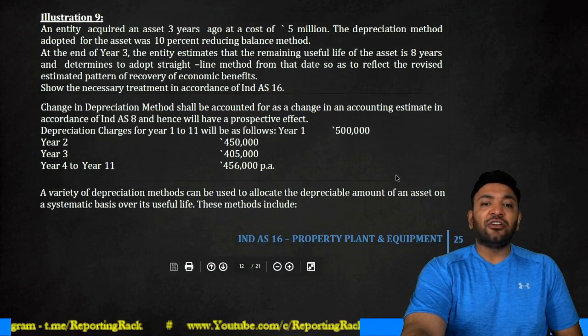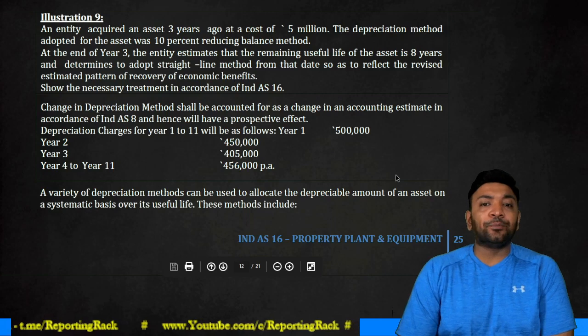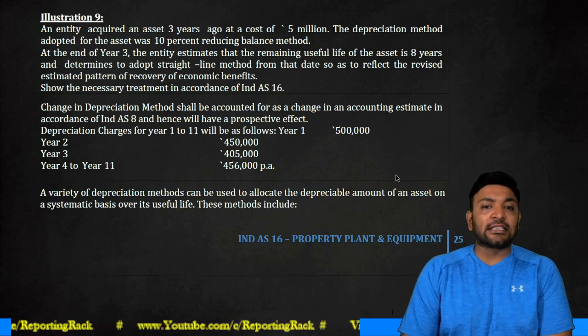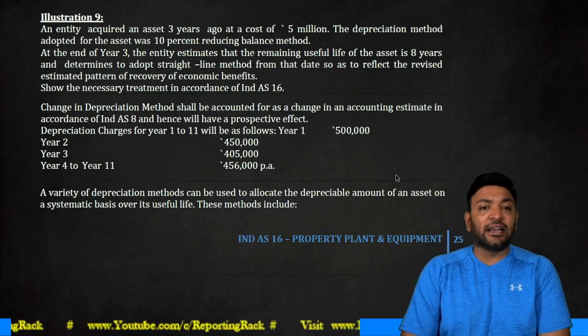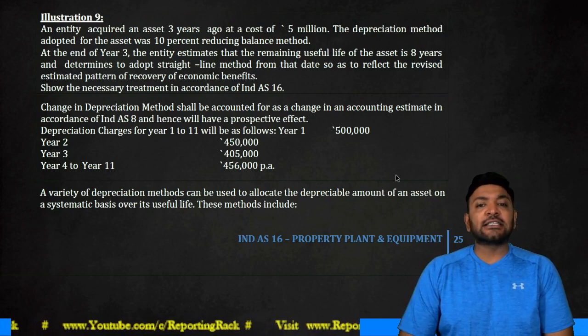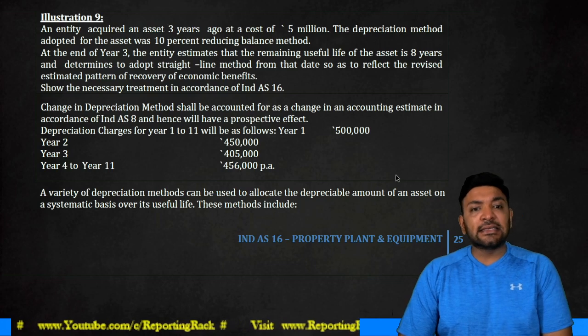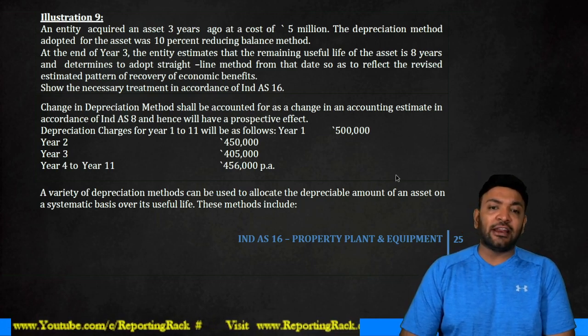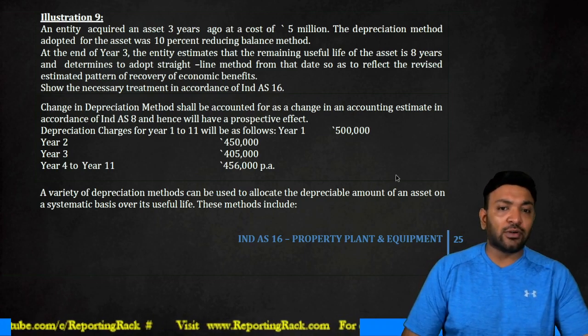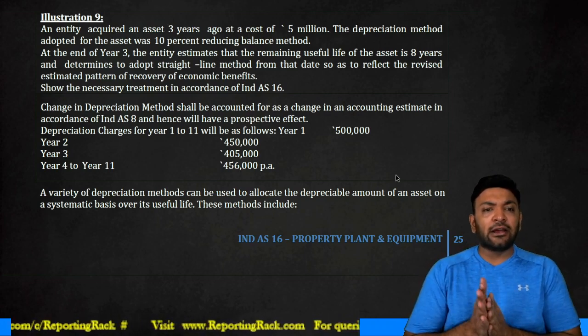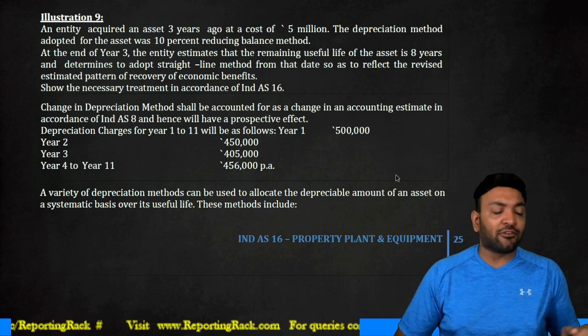So change in method of depreciation reflects a change in accounting estimate. So the depreciation shall be charged as follows and it should be dealt as per IND AS 8. First year depreciation is 5 lakhs. Second year depreciation is 4 lakh 50. Third year depreciation is 4 lakh 5. Until there it is absolutely right. But he is getting a year 4 to year 11 depreciation of 4 lakh 56.